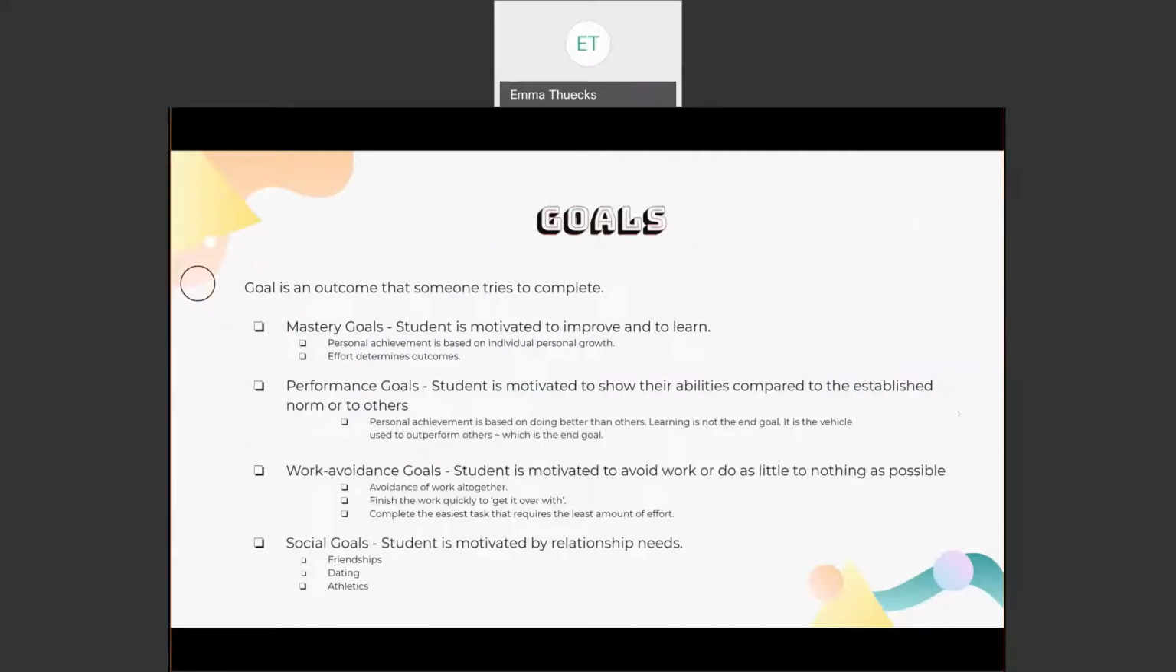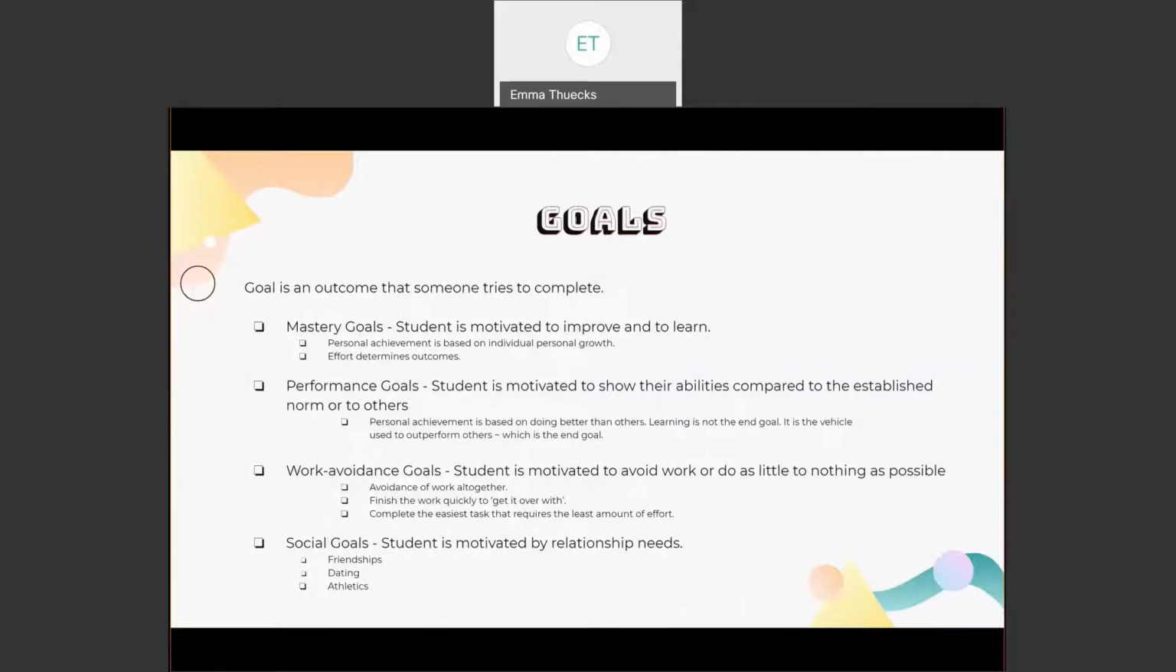So then, goals. According to the same motivation PowerPoint, there are 4 goal orientation patterns related to achievement in school. A goal is an outcome that someone tries to complete. The first one is mastery goals. The student is motivated to improve and to learn. Some examples are that personal achievement is based on individual personal growth, and effort determines outcomes.